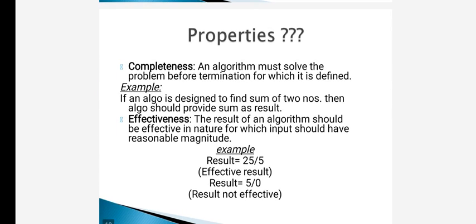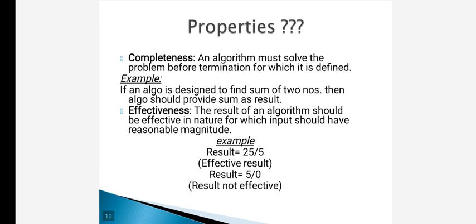In the next property, completeness, an algorithm must solve the problem for which it is defined before termination. For example, if an algorithm is designed to find the sum of two numbers, then the algorithm should provide the sum as a result before termination. In the next property, effectiveness, the result of an algorithm should be effective in nature, for which input should have a reasonable magnitude.